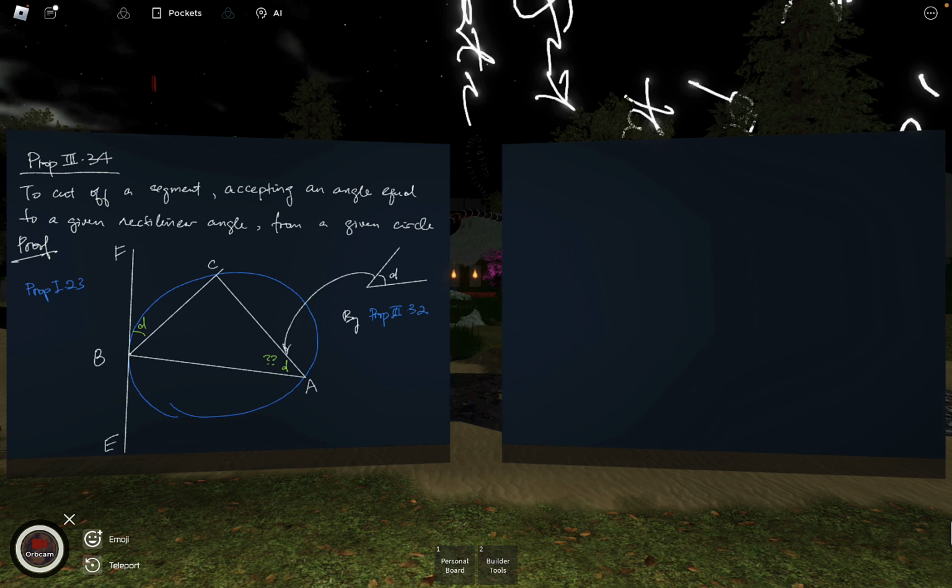Okay, so by 3.32, angle FBC is equal to the angle in the alternate segment, which is equal to CAB, or BAC, same thing. So that's it. This is much simpler. It's really just an application of 3.32. And I don't know, Dan, if you want to do a little bit of the next one.